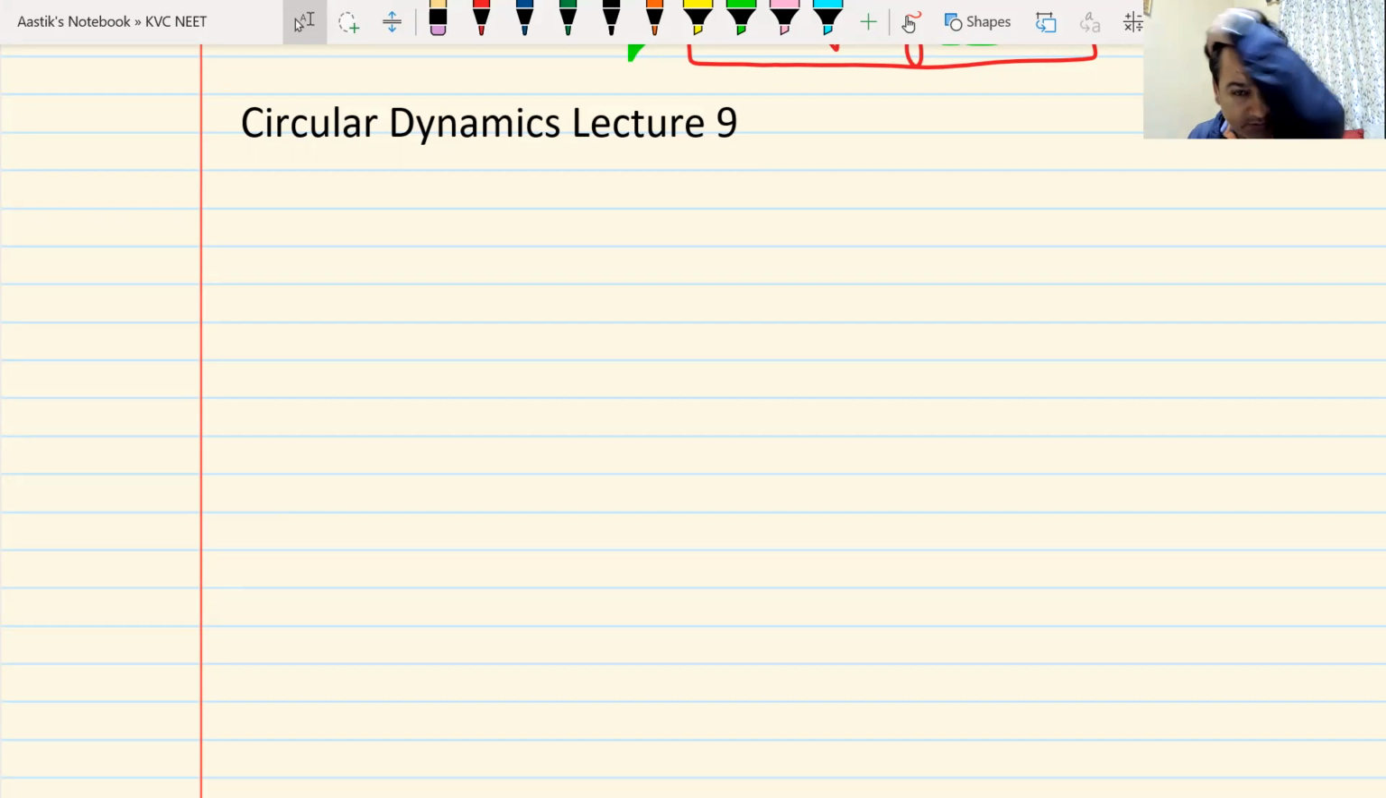As far as I remember, in the previous class we had completed circular dynamics for horizontal circular motion that is taking place on a horizontal plane, and we had discussed almost all types of cases. The last one being the turning of vehicles on circular roads.